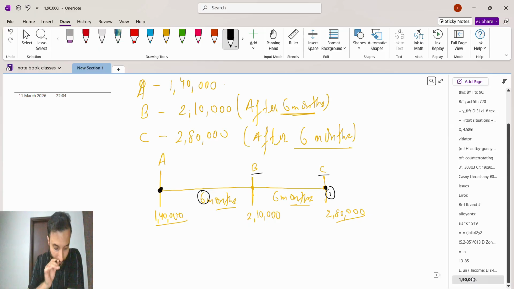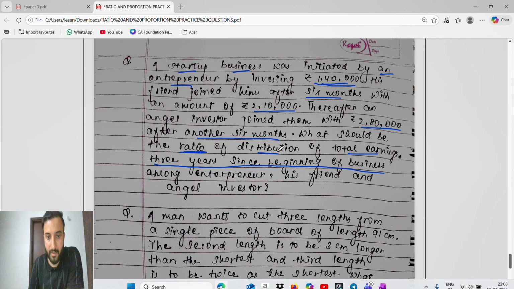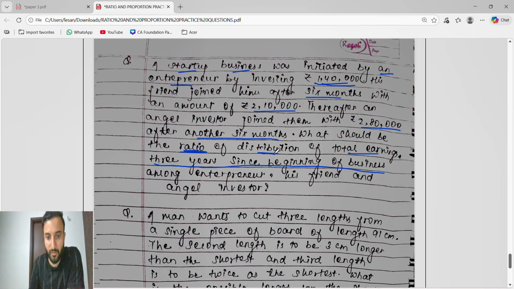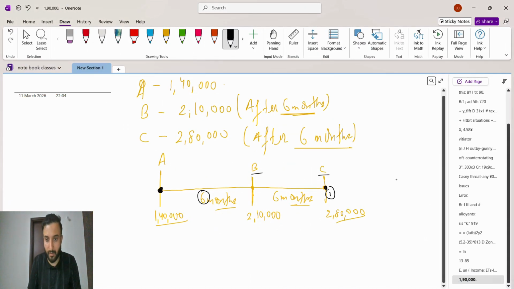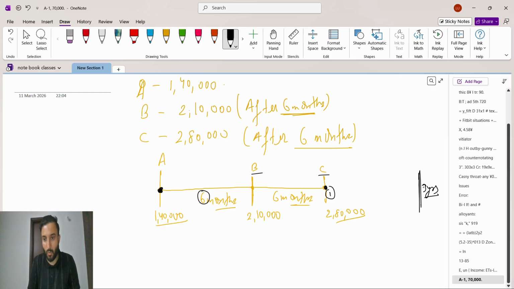Now what did they ask? They asked the ratio of distribution of total earning, meaning whatever earning is happening in the business, in what ratio they will distribute. They said 3 years since beginning of the business. So at the end of 3 years, whatever the total earning will be, in which ratio will they distribute it.